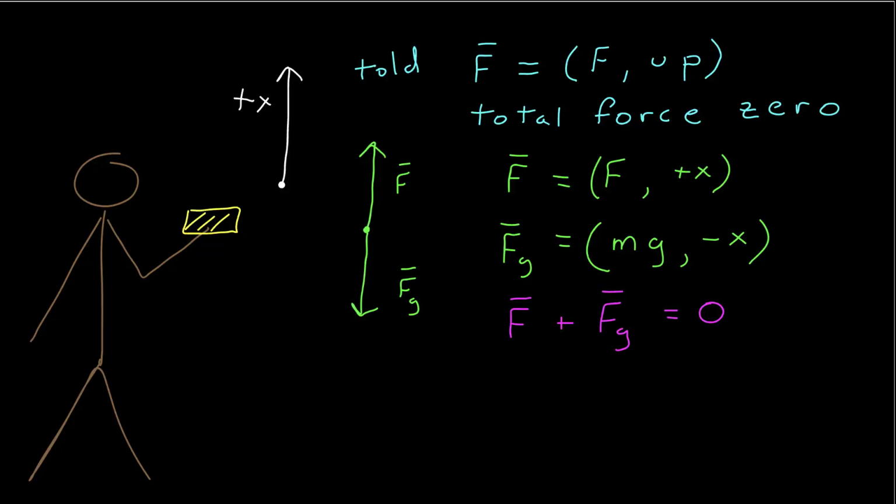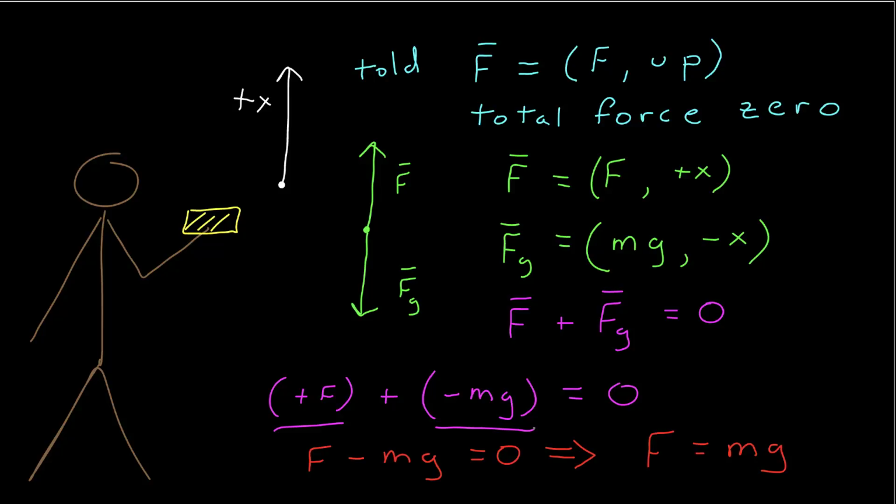Well, we're told that the sum of the forces is equal to 0, so if I add them together, they will equal 0. And using my notation for forces in one dimension, I have a contact force in the positive x direction, a gravitational force of magnitude mg in the negative x direction. The minus sign indicates the negative, and so I can just use arithmetic. F minus mg is equal to 0, or the magnitude of the contact force is equal to mg.